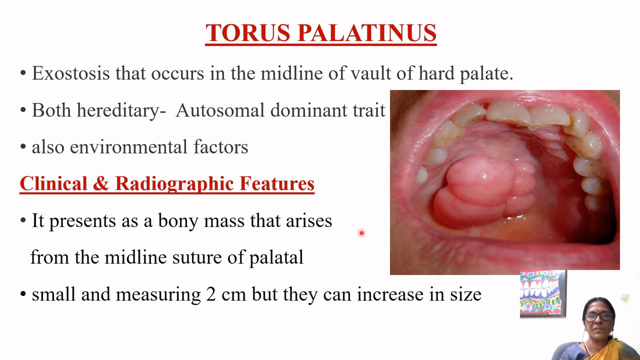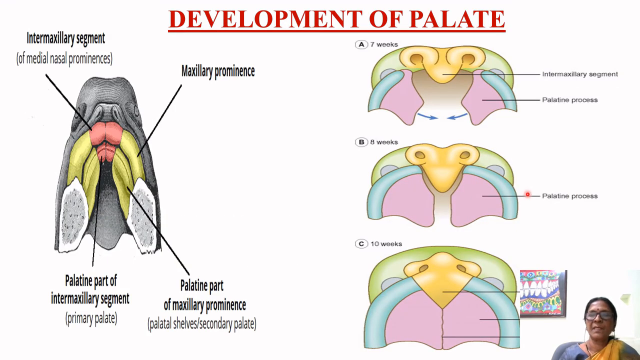Torus palatinus, which are exostosis occurring in the middle of the vault of the hard palate, are both hereditary and environmental, and clinically they are present as bony mass that arise from the midline suture of the palate. Now this is a small illustration of the development of the palate, the premaxilla and the palatine shelves, which fuse along the midline.